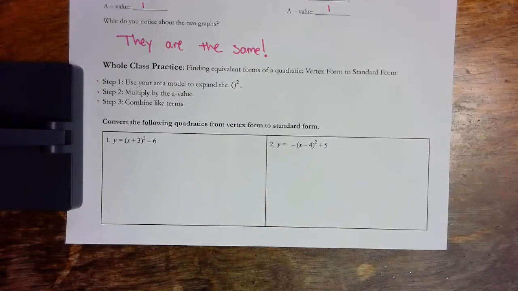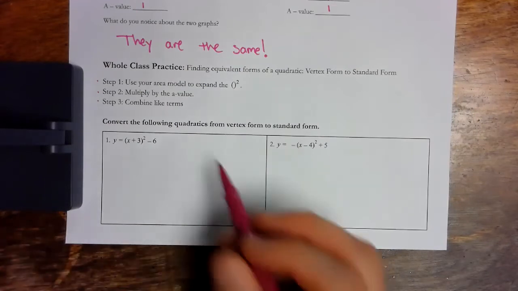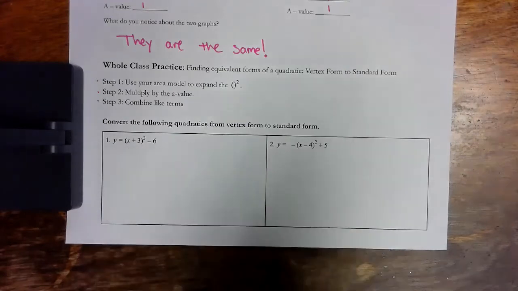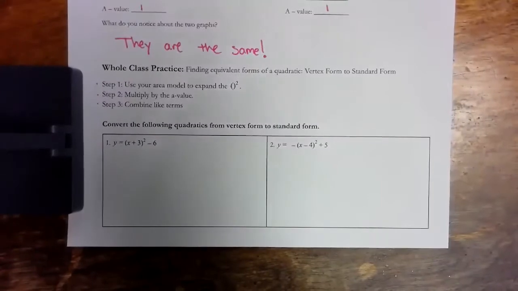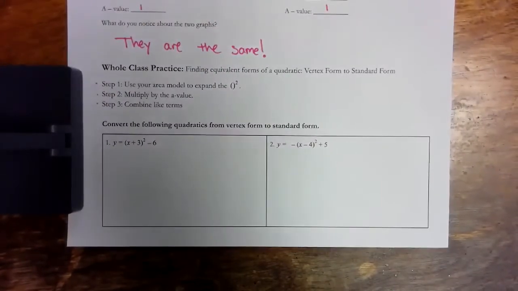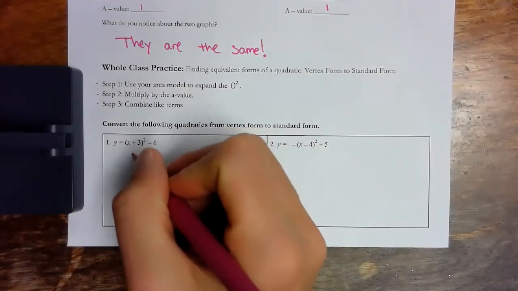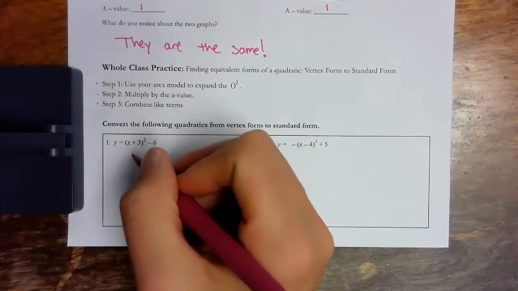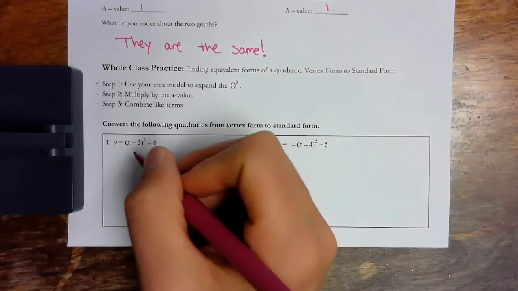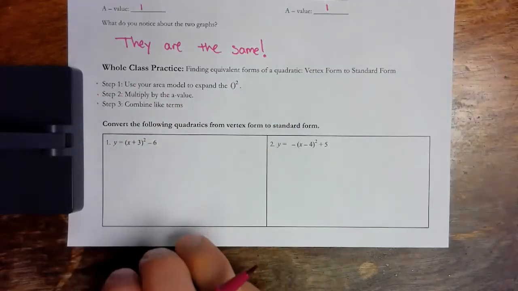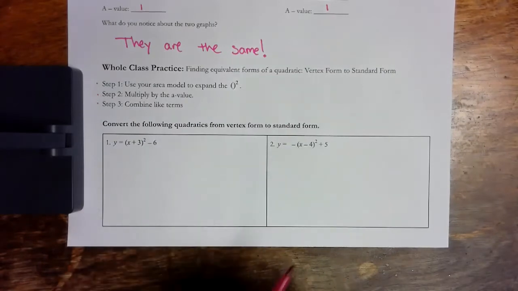So the first thing, it's really following order of operations. That's still going to apply when we're trying to distribute everything out or multiply everything out and get it in standard form. So if we think about order of operations, the first thing is parentheses, but we can't simplify the parentheses, so there's nothing left to do there. So the next thing to do is to deal with the exponent. So step one is saying use your area model to expand whatever's in the parentheses squared.